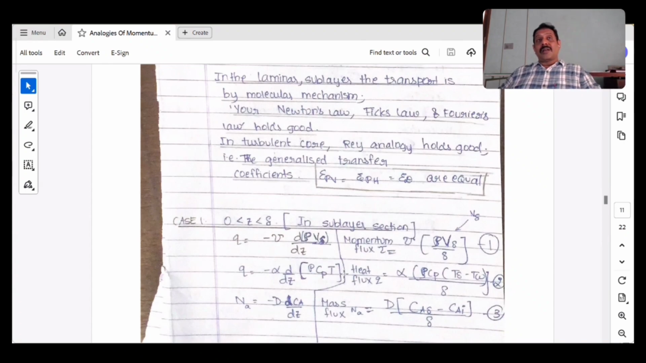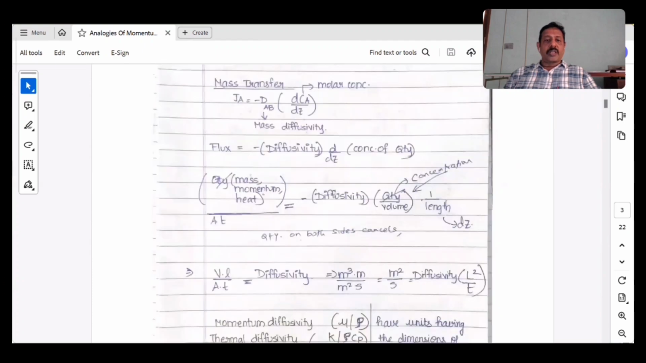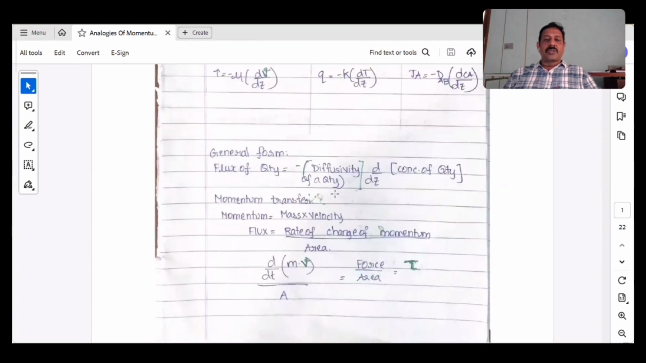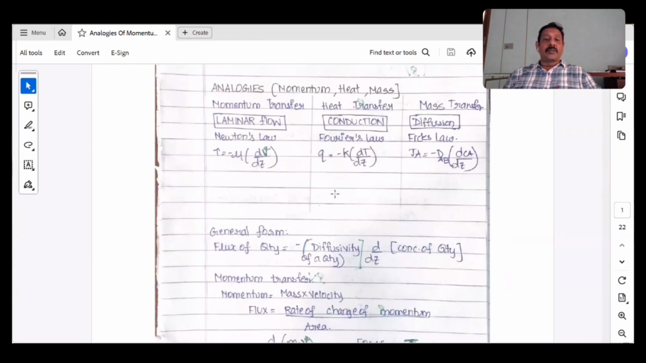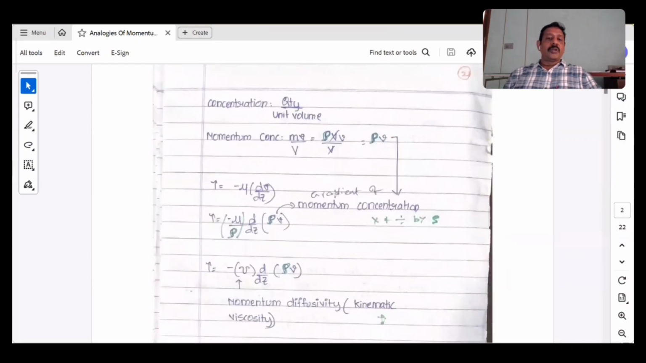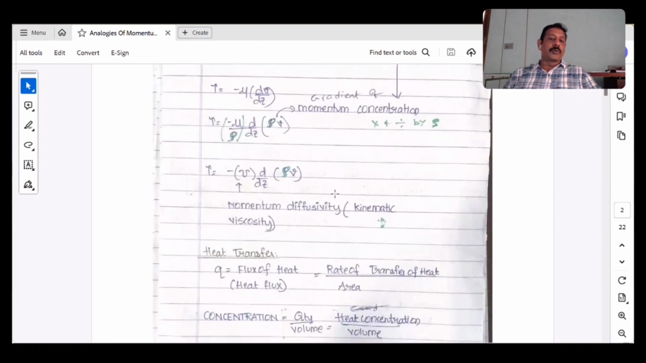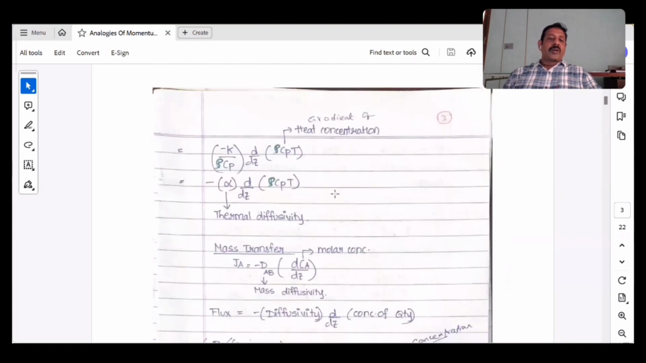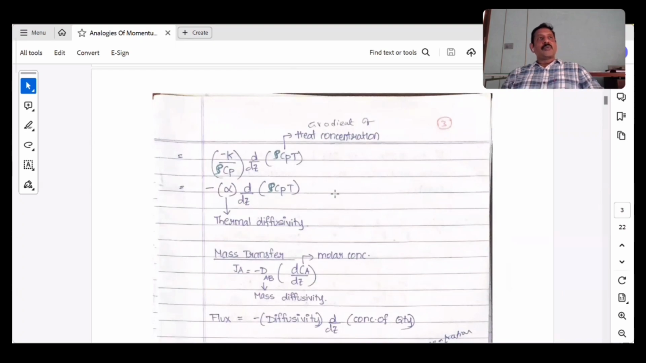When we began the analogy, we first discussed this, right? We just spoke about this. In momentum transfer, tau is equal to Fourier's law, Fick's law, and we wrote it in a generalized form. Tau is equal to, what did we put? Mu into dV by dz, the kinematic viscosity mu into d by dz of rho v. In the same way for heat, Q is equal to minus alpha, thermal diffusivity, rho Cp T by dz, right?